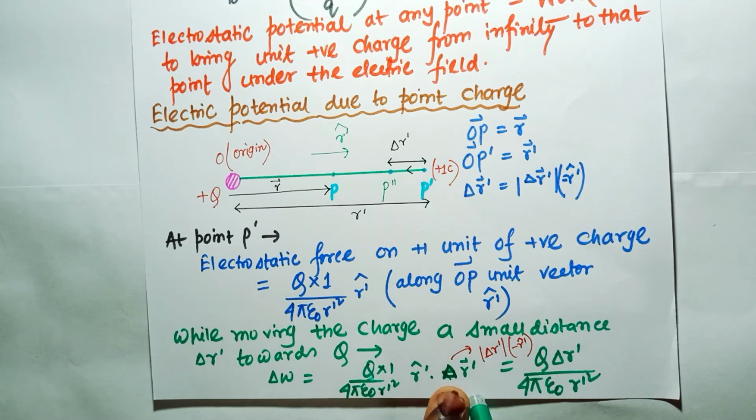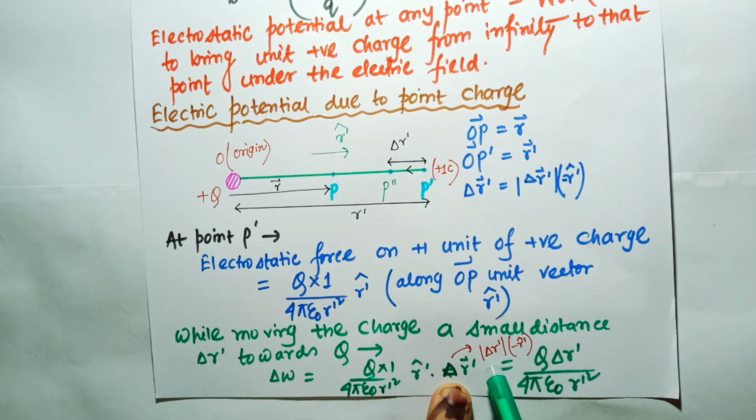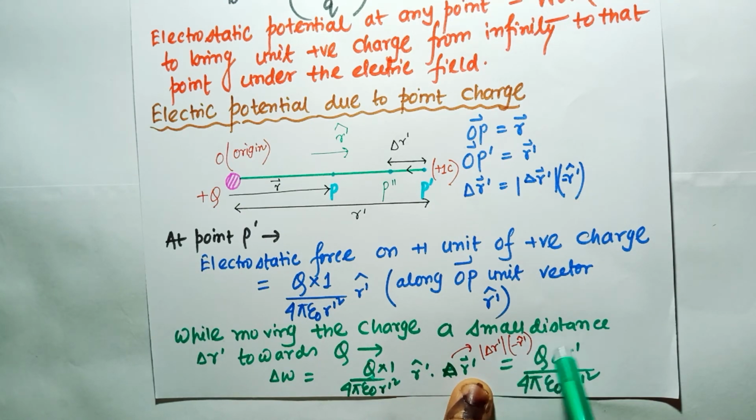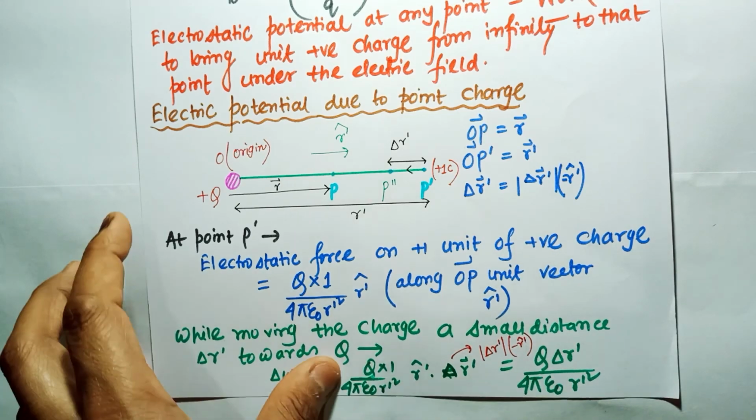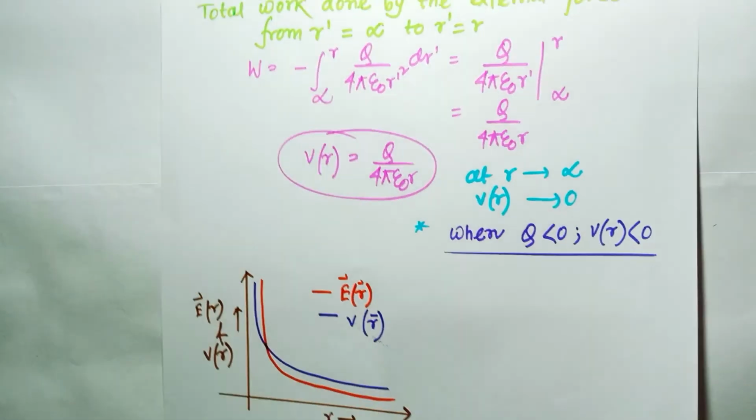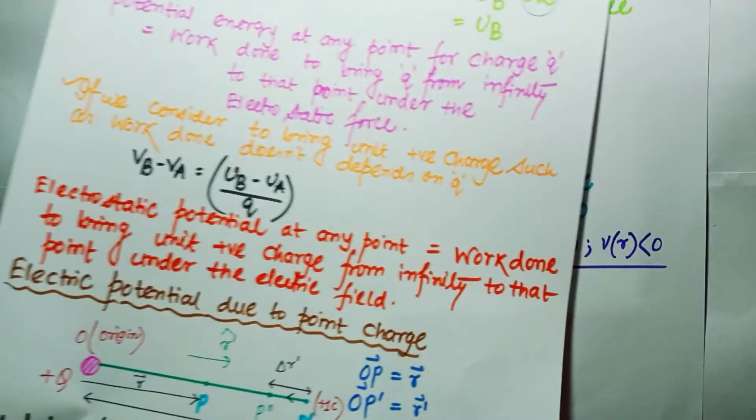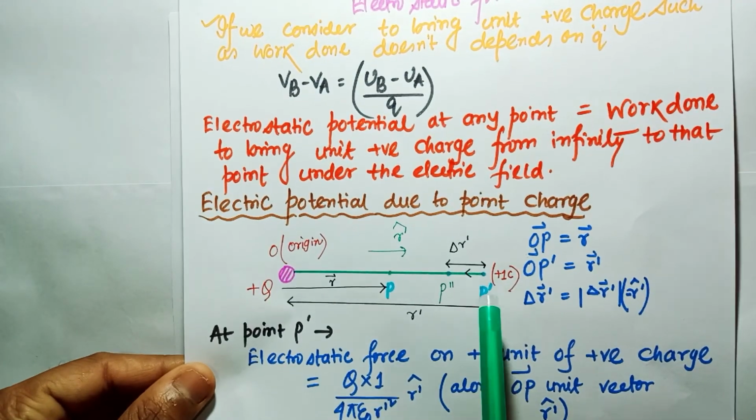Again delta r prime is a vector quantity equal to magnitude of delta r prime times its unit vector, which is minus r prime cap. So it will be Q delta r prime divided by 4 pi epsilon naught r prime square. So this is the elementary work done while moving the charge from P prime to P double prime.